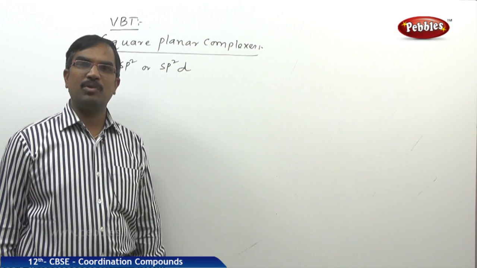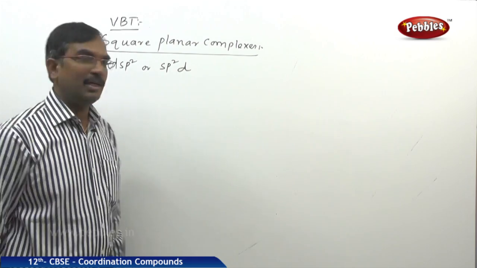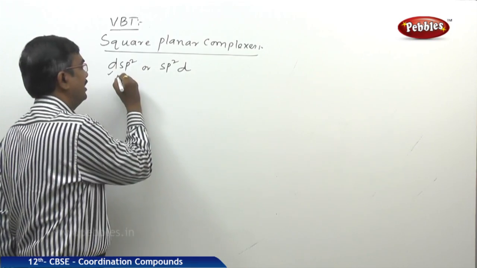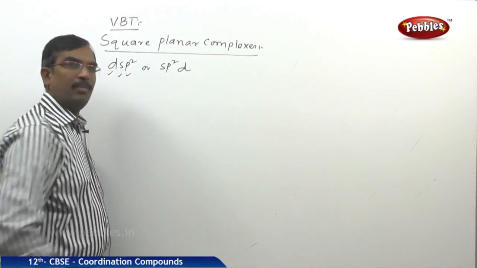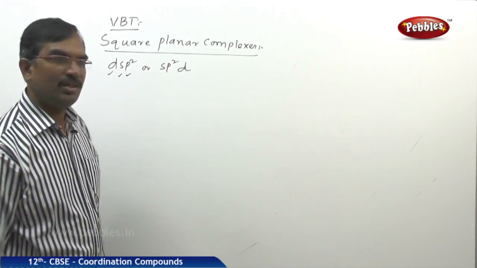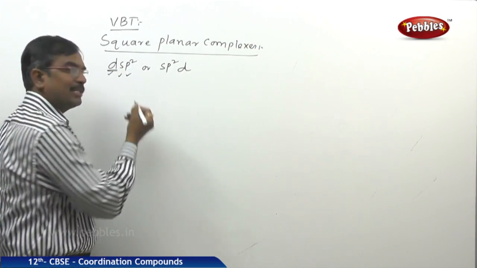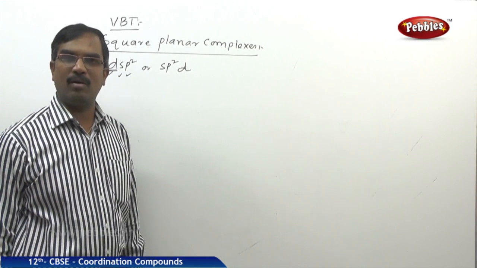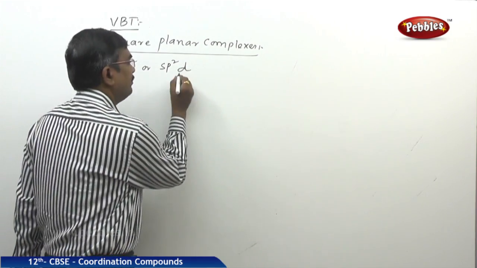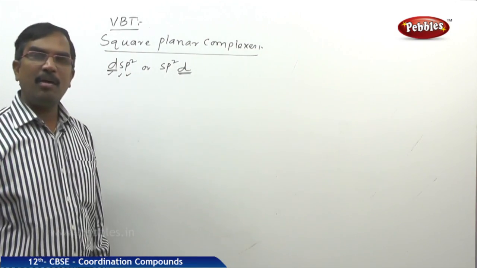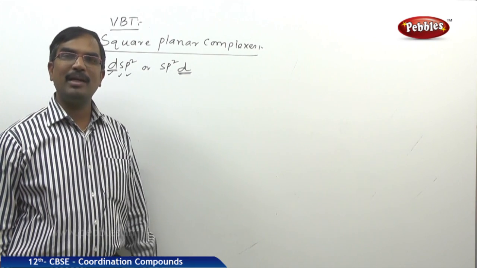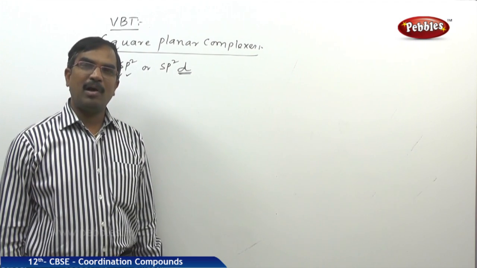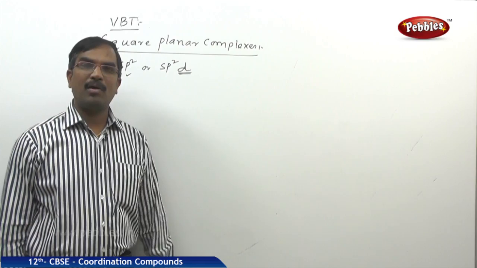Whenever we come across these kinds of complexes, the central atom should provide one d orbital, one s orbital and two p orbitals. As already discussed, if we write it like this, the d orbital involved is the inner d orbital. If we write it like this, the d orbital involved is the outer d orbital. Based on this, we can have inner orbital complexes or outer orbital complexes.